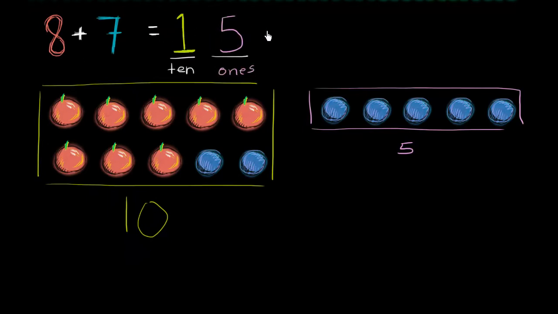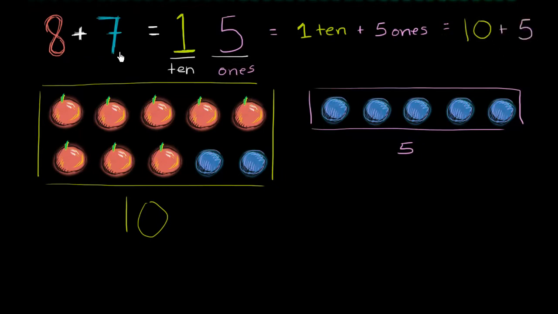The 1 in 15 represents 1 ten. Let me write it down. It represents 1 ten. And the 5 represents 5 ones. And so another way of thinking about it, 1 ten is the same thing as 10, and 5 ones is the same thing as 5.